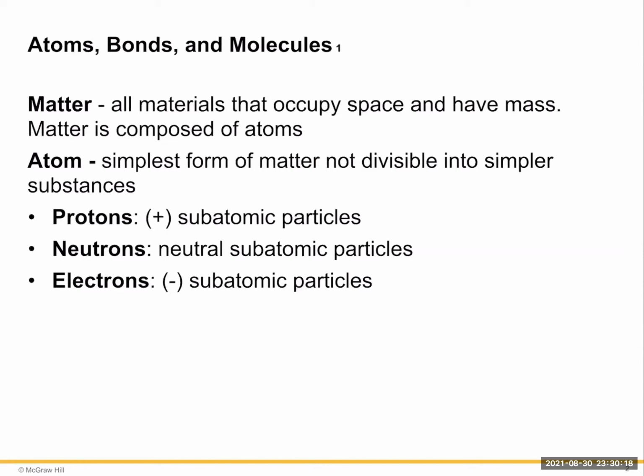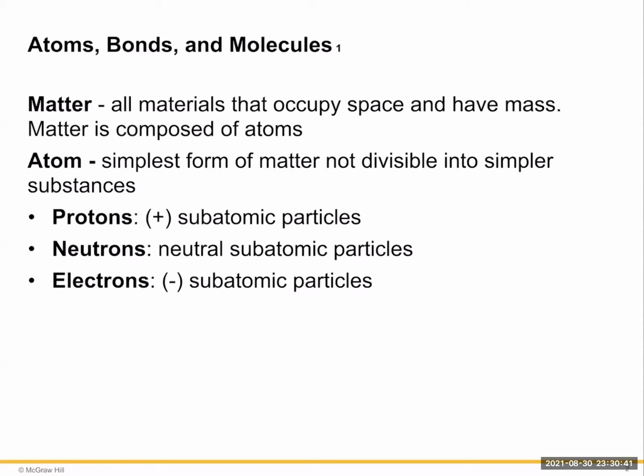All matter occupies space and has mass. Matter is composed of atoms. So anything that occupies space and has mass is considered matter, and matter is made up of atoms. An atom is the smallest or simplest form of matter that's not divisible into simpler substances. You can't divide an atom into smaller things. Okay? An atom is the smallest particle that makes up matter.